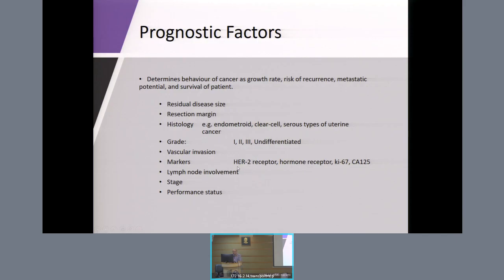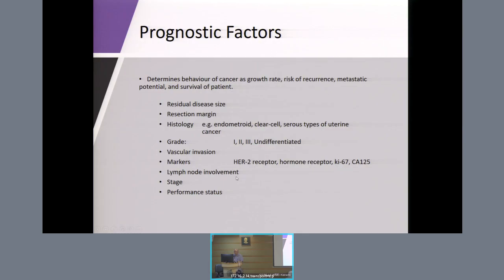Markers. This HER2 receptor, hormone receptors, Ki67, CA125. These are the markers. If HER2 is positive in breast cancer, it is a bad sign. Means the tumor is aggressive. Hormone receptor, if they are positive, that is a good sign, because those tumors behave better than negative ones. Ki67 is a surrogate marker for mitotic activity, cells in division. If it is low, that is a good sign. If it is high, more cells are involved in proliferative activity. So less is good, high is bad. CA125 I have discussed.